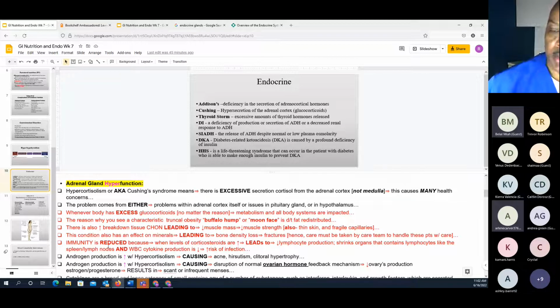All right. Here's another thing it does. This condition has an effect on our minerals. All right. And so this leads to loss of bone density.